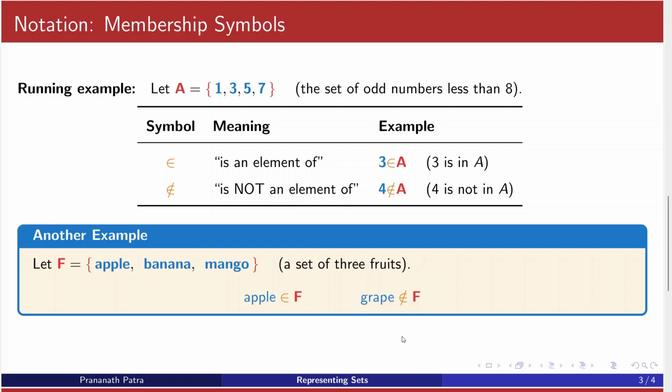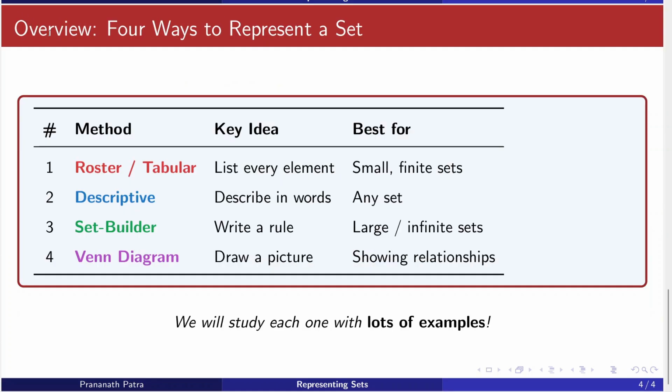As we move forward in our studies, we will find that there are several different ways to write down or represent a set. Before we finish today, let us take a quick overview of the 4 main ways to represent a set. Think of this as a roadmap for what we will be learning in our upcoming lessons. The first method is called the roster or tabular method. The key idea here is simply to list every single element out one by one.